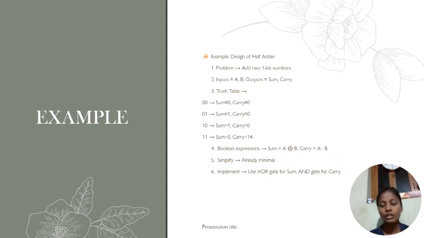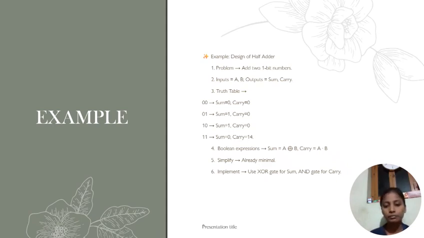The truth table is as follows. If we take A B as 0 0, then the sum is 0 and carry is 0. If we take AB as 0 1, the sum is 1 and carry is 0. AB as 1 0, then the sum is 1 and carry is 0. And finally, if we take A as 1 and B as 1, then the sum is 0 and carry is 1.